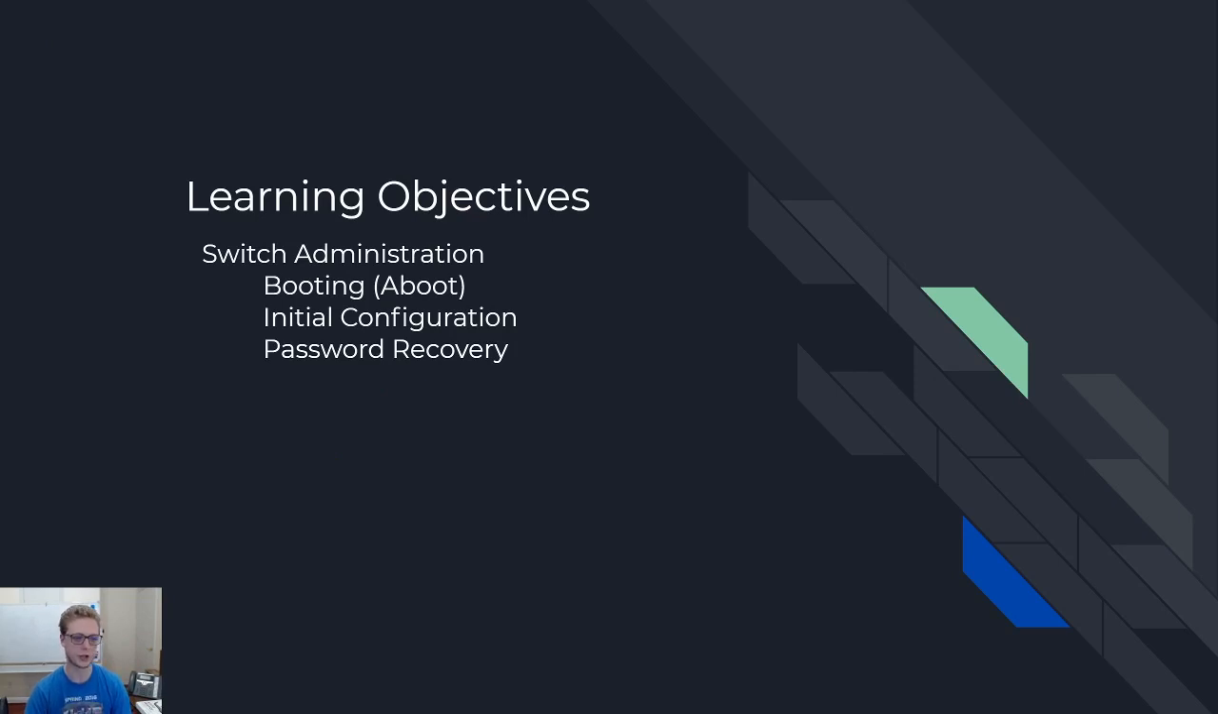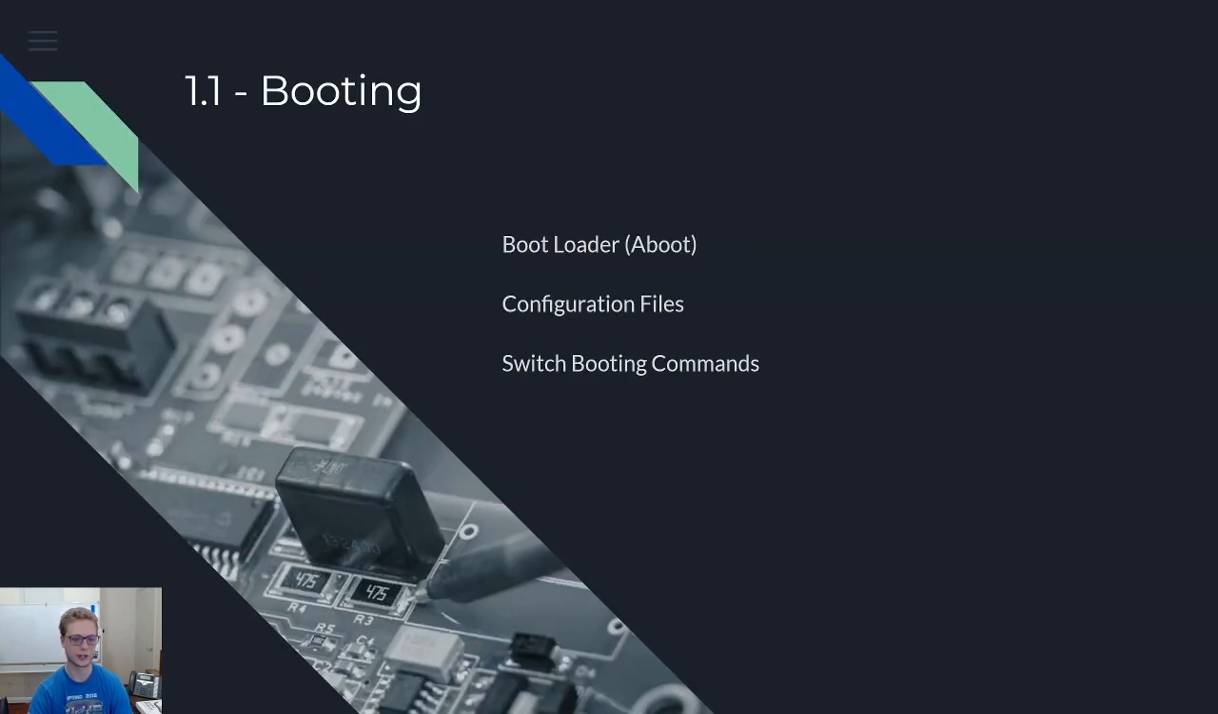Some of the learning objectives for this module: we're going to talk about booting and Aboot, that little application that helps us boot into EOS. We're going to talk about initial configuration of our EOS, some of the ways to authenticate to EOS and to log into it remotely, and password recovery. So what happens if you lose your password, if maybe you're at a refurbished shop and you're refurbishing a switch and you don't have the password that the previous owner put on it, stuff like that.